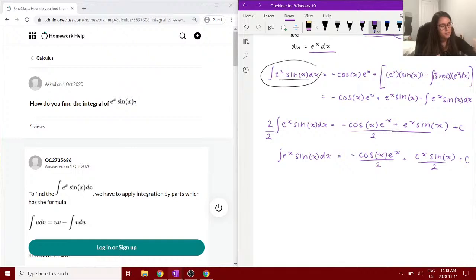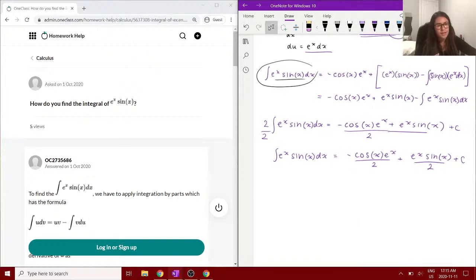And remember this constant, this plus c, it can be added or divided by 2 or anything like that, and it's still c, it's still a constant, right? Because a constant divided by 2 is still a constant number, okay? So, yep, don't forget to add that, either if you want to add it in before or add it in at the end. And this is our final answer.